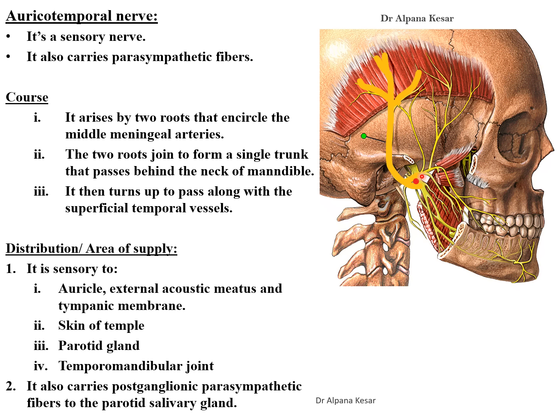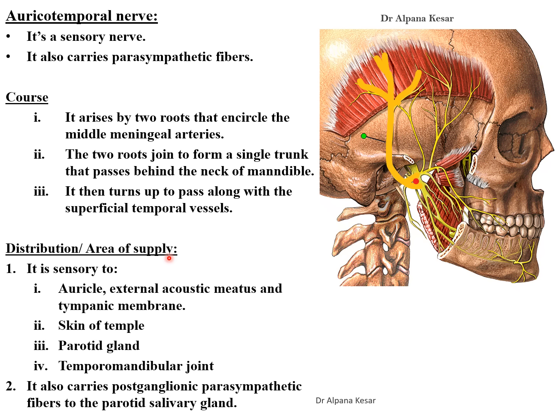Auriculotemporal nerve arises from two roots from the posterior trunk of mandibular nerve. The two roots encircle the middle meningeal artery. The two roots join to form the auriculotemporal nerve. The auriculotemporal nerve passes behind the neck of the mandible and then it turns upwards. As it passes upwards, it travels along with the superficial temporal vessels.